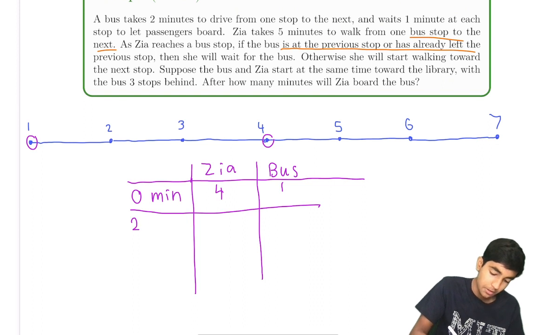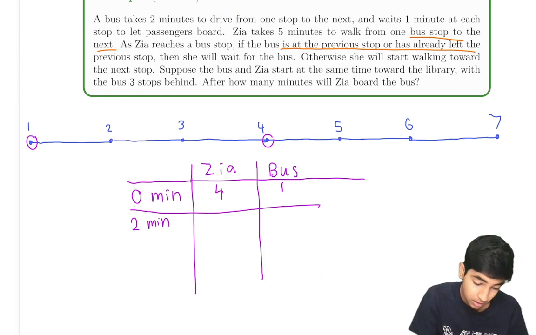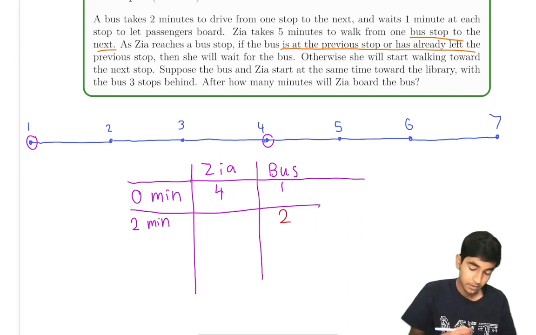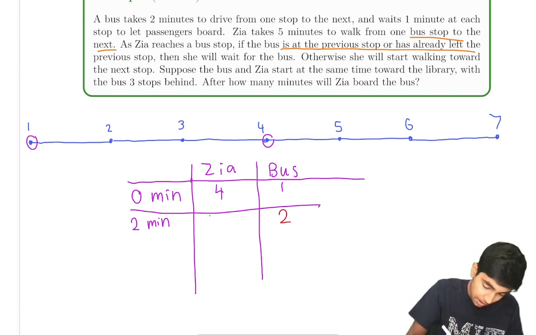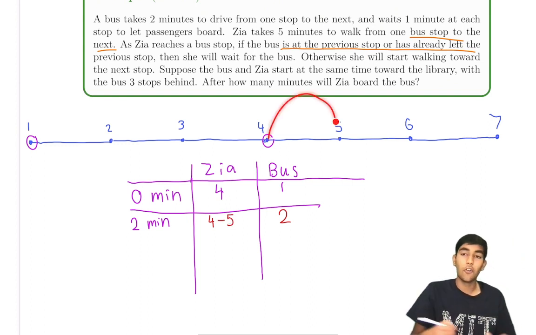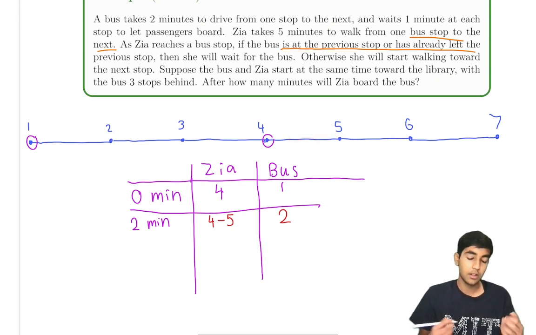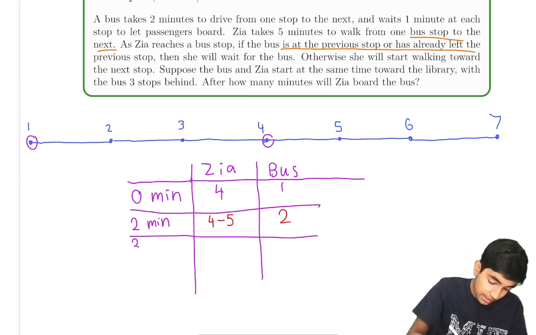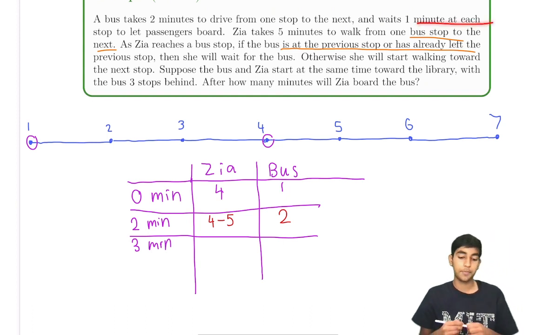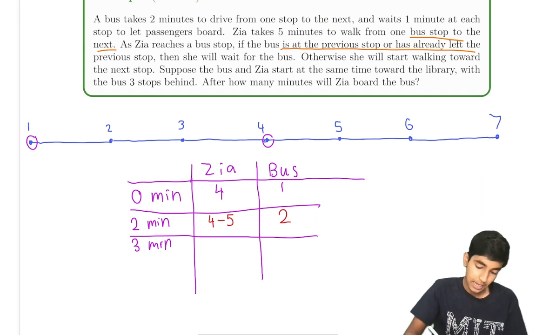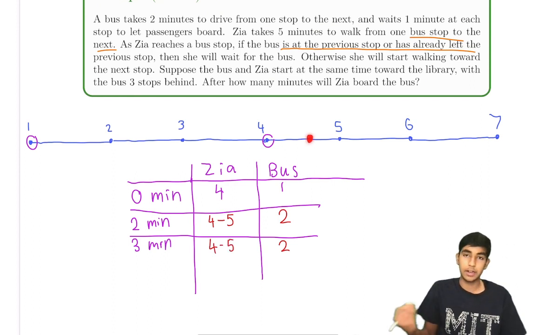So after 2 minutes, what happens? Remember it takes the bus only 2 minutes to drive from one stop to the next. So after 2 minutes, the bus will already be at stop 2, right? And Zia will still be somewhere between 4 and 5, because Zia takes 5 minutes to go from stop 4 to 5, not just 2 minutes. So Zia will be somewhere here on the way to stop 5. Okay, now what about after 3 minutes? Remember it says here in the problem, the bus waits 1 minute at each stop to let passengers board. So after 3 minutes, the bus will still be at stop 2, just about to leave for the next stop. And Zia will still be between 4 and 5 because 5 minutes have not passed yet. But this time maybe a little bit farther, maybe somewhere here.